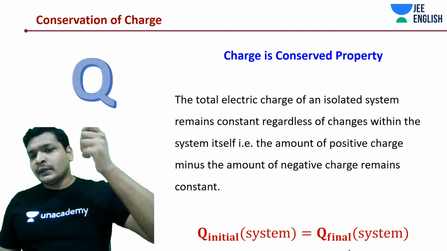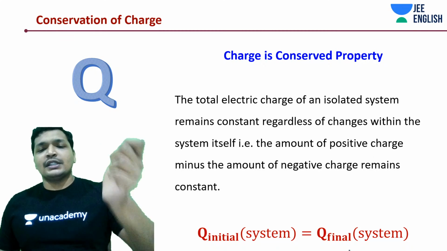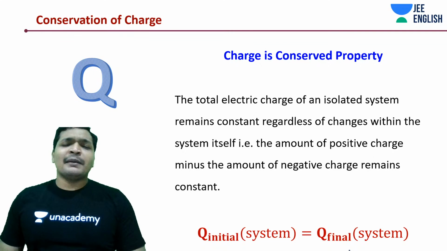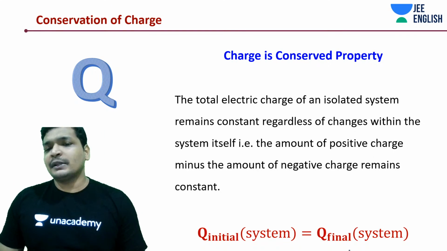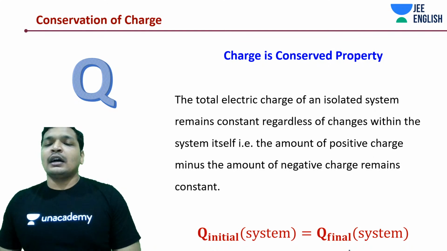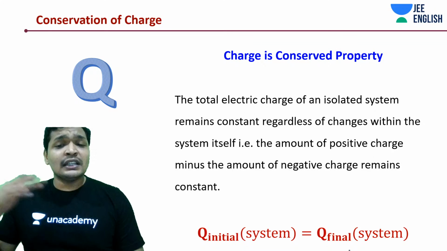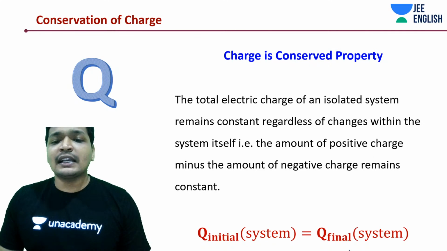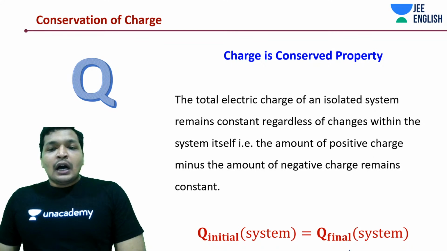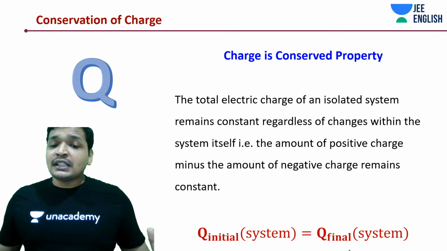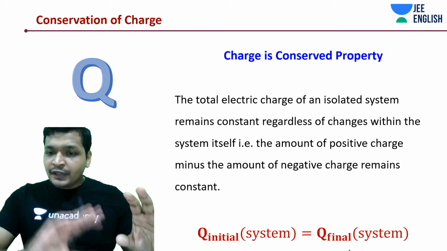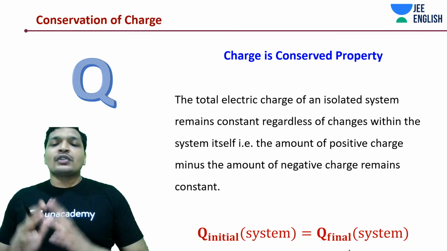Similarly, you can do that experiment with your comb. If you have a comb at home, you can rub your hair. These are classic examples that you come across in your previous classes, I believe. You can try them out, and you'll see that the total amount of charge present in an isolated system remains constant, regardless of the changes within the system. What do I mean? Somewhere charge can be gained in the system, somewhere charge will be lost in the system.